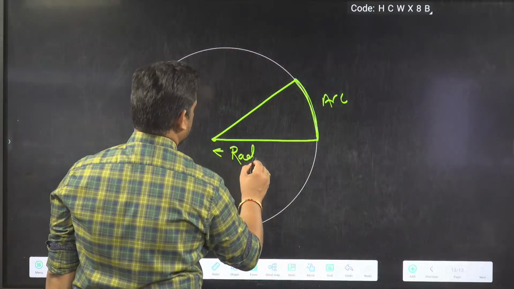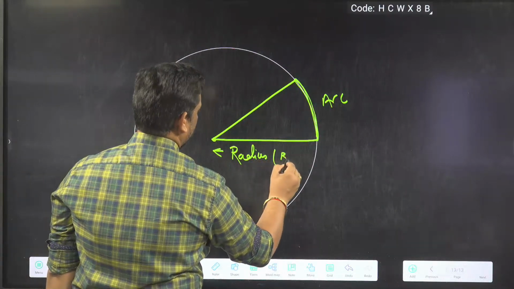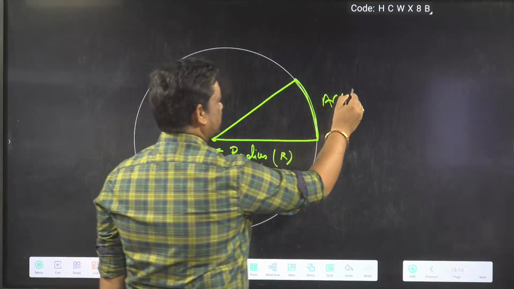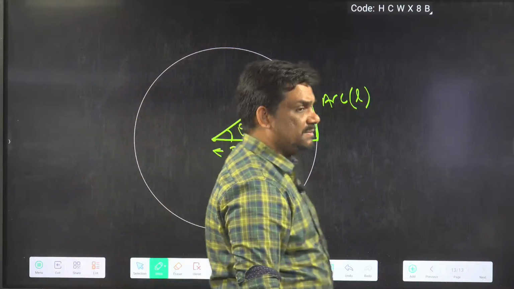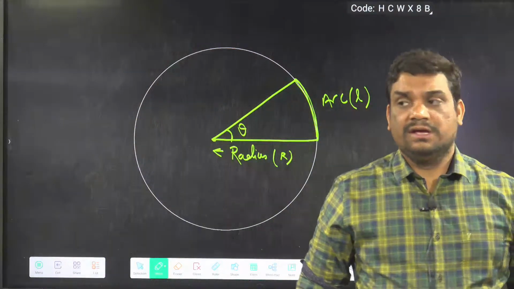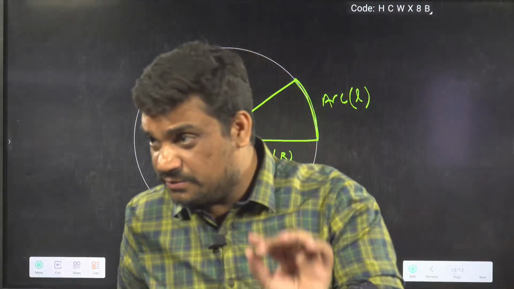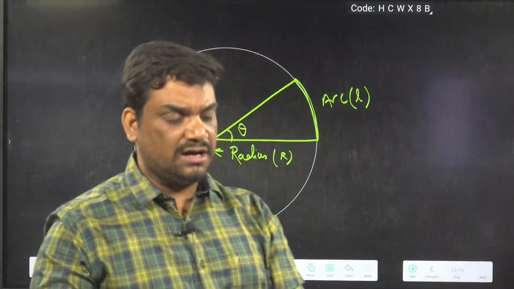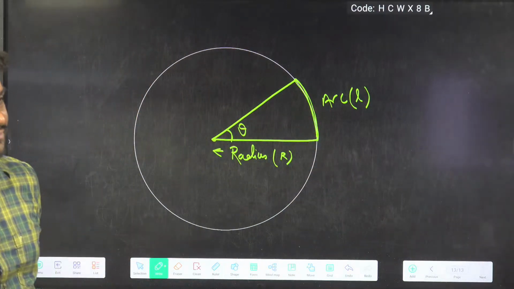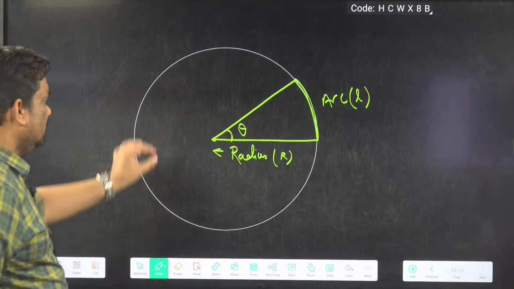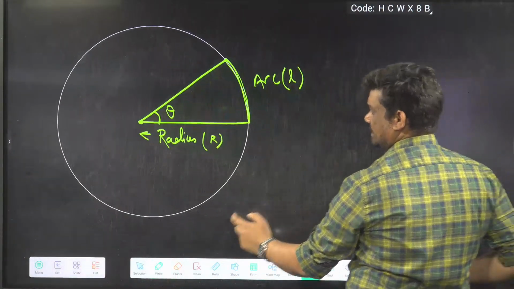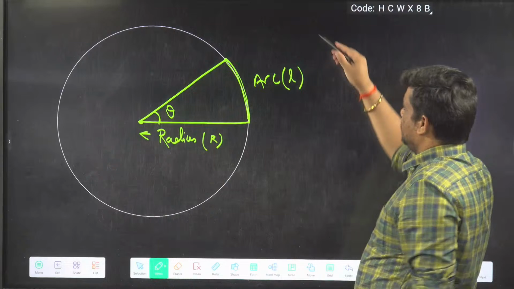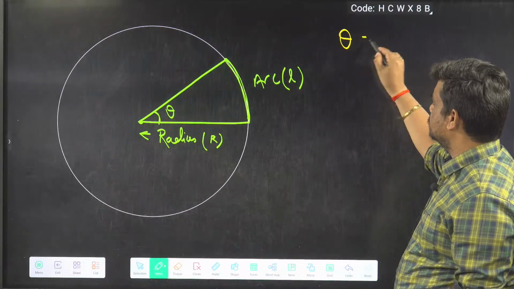So this radius, I can say this is your R, and the arc length, suppose this is the L. This is the theta. So what is the relation between these three values: arc length, radius, and theta? I hope everyone is very clear about this one. Theta is always defined as your sector divided by radius, or we can say arc by radius.